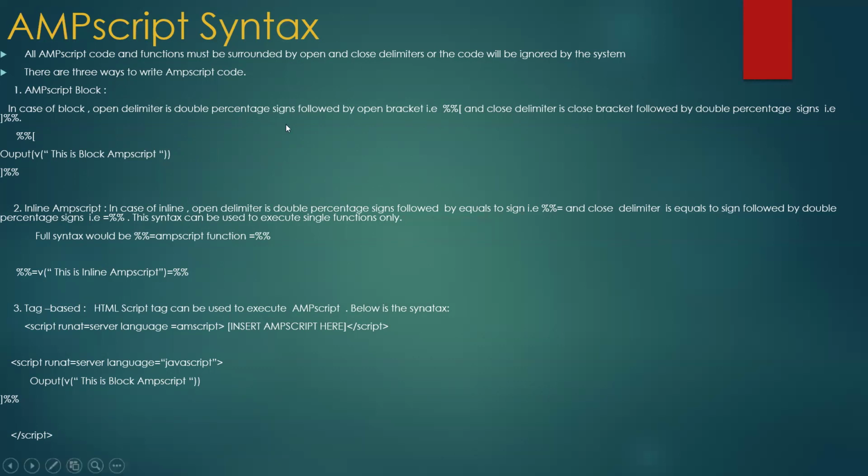In the case of a block, this is the open delimiter symbol of AmpScript. For inline AmpScript, the open delimiter starts with percentage equal to, and it closes with equal to percentage. And third is the tag based, the HTML script tag based way to execute AmpScript. So it is another way to use AmpScript.